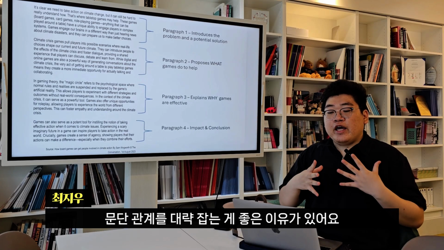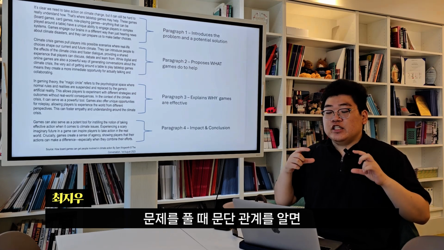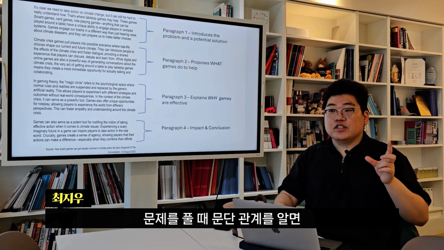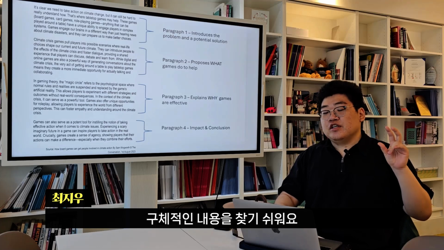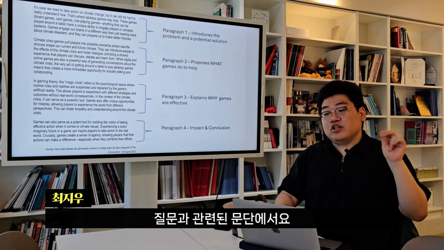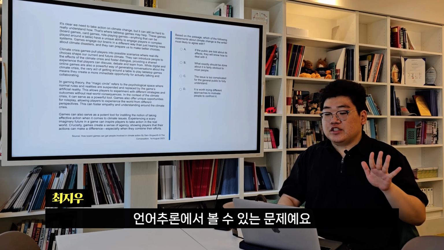So the reason why having a brief idea of how the paragraphs relate to each other is good is because when you're approaching questions, when you know how the paragraphs work with each other, you can find specific details in each paragraph relating to the question. And these are just some examples of the questions that we can see in the verbal reasoning section.